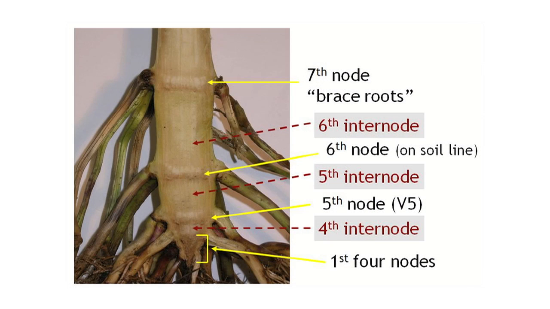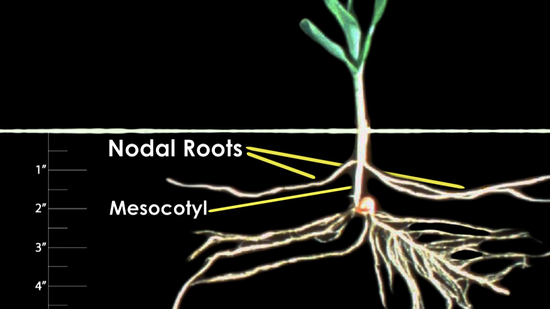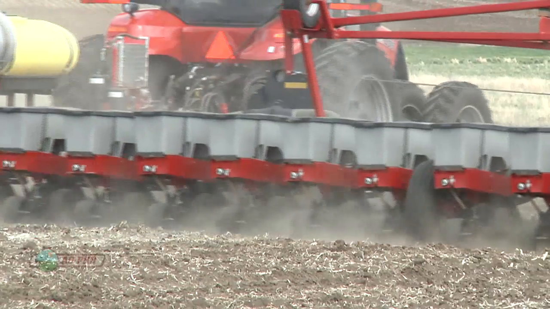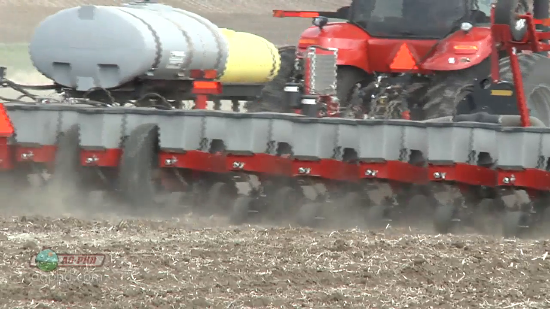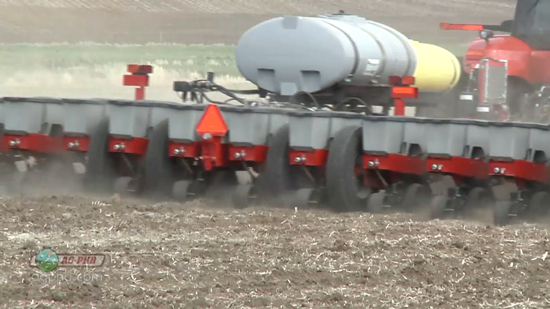Typically those nodal roots are going to come out within about a 3/4 inch distance from the top to the bottom. Also, there's this mesocotyl that's about 3/4 of an inch at a minimum. So if you've got 3/4 of an inch for the mesocotyl and 3/4 of an inch for the roots, you have to be a minimum of 1.5 inches deep when you plant corn. Always, there is no exception to that rule.